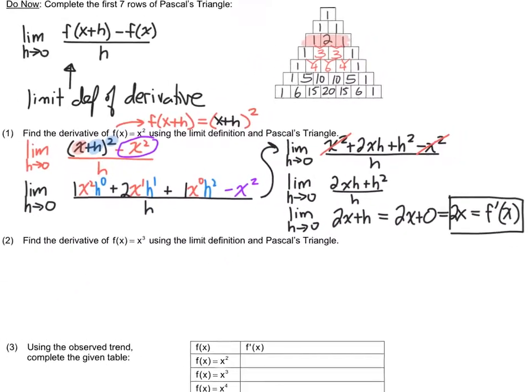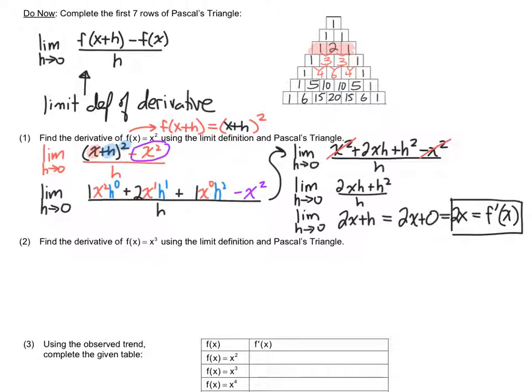Alright, so now something a little spicier. Find the derivative of f of x equals x cubed using the limit definition and Pascal's triangle. Now you look at the work that we did here, it wasn't crazy, but it was a little time consuming. Not overly interested in doing it that way too many times. Obviously this is going to be more complicated because it's a higher power. So what we want to do is use what we figured out from these two answers to help us come up with a generalization. Alright, that's the idea.